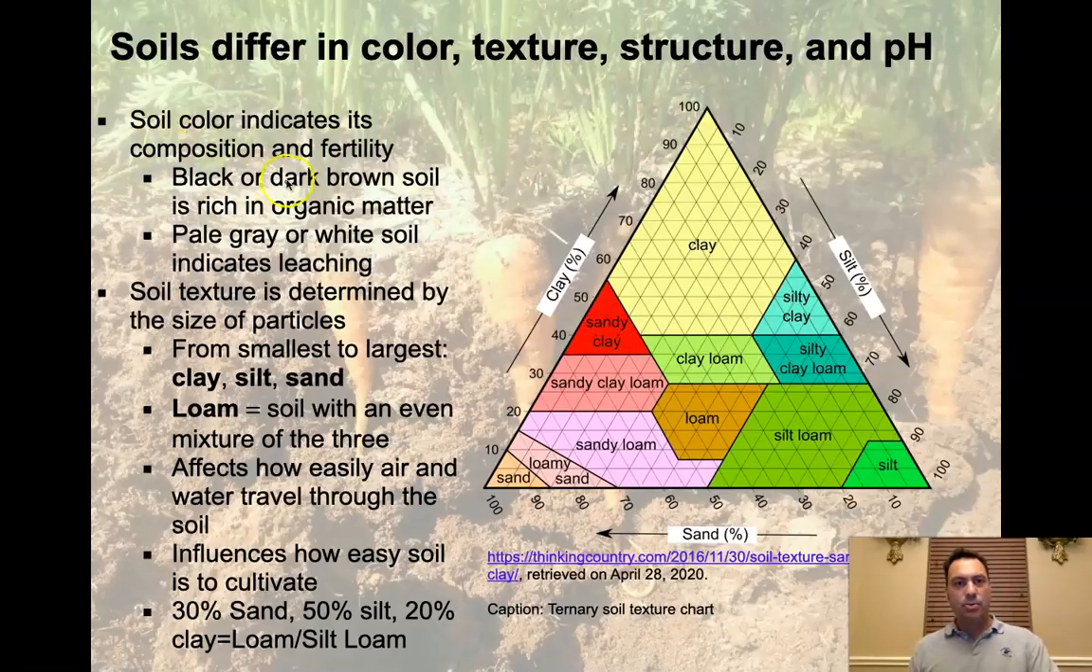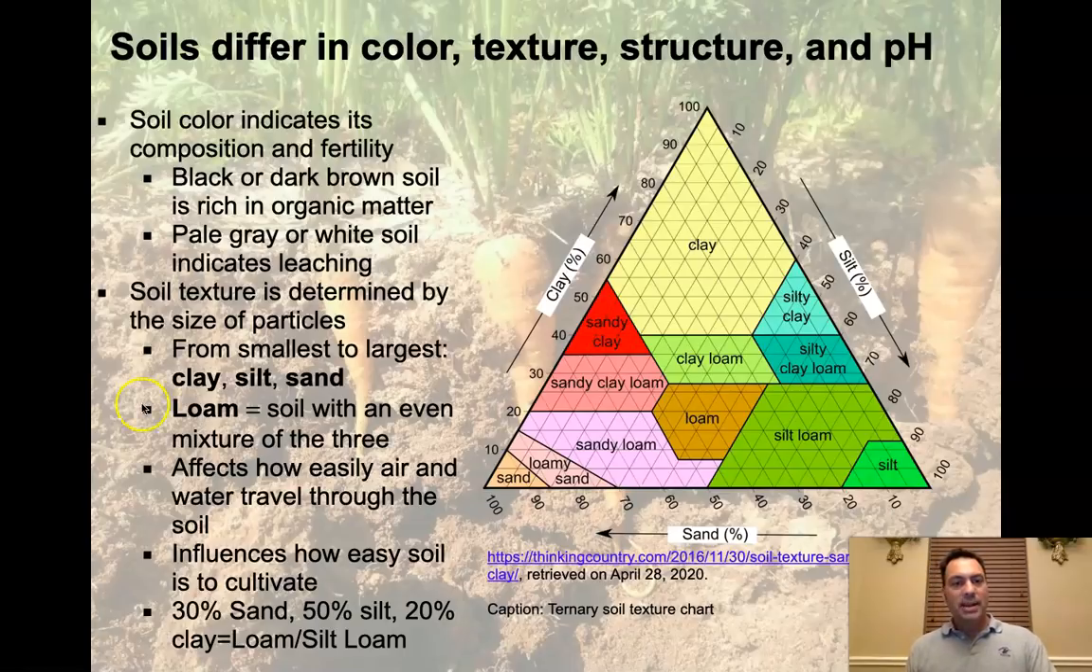If it's black or dark brown soil, it usually means it's pretty rich in organic matter, and it's probably going to be pretty easy to grow stuff in. If it's pale gray or white soil, it usually indicates it's pretty leached or organic poor. So if you happen to have white soils in your yard and things aren't growing well, try using something with a little humus in it to pump up the fertility of that soil.